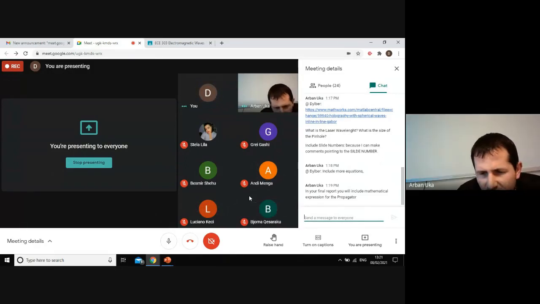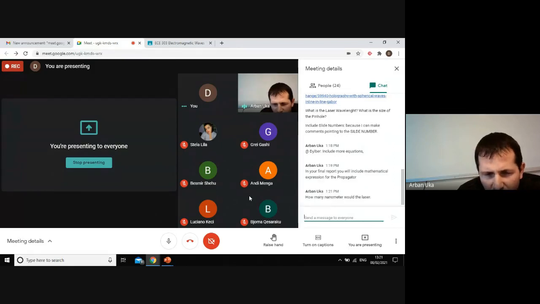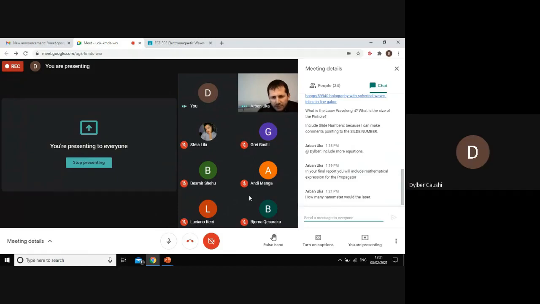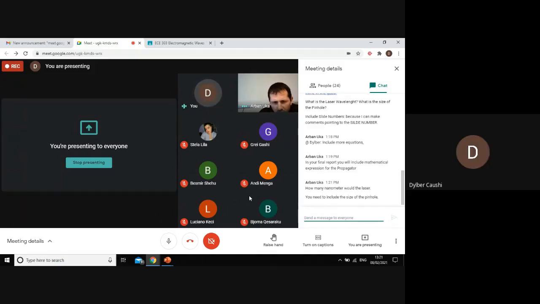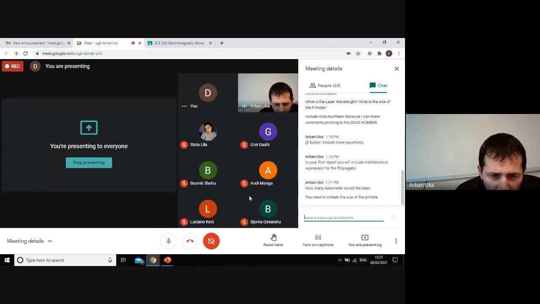Okay. Next question is, how big could the size of the pinhole be? What is the size of the pinhole? It is very small, but we did, I think there was no explanation about that one. Okay, I didn't find any information about the size of the pinhole. 1 to 5. Okay. But you need to include these values in your final report.